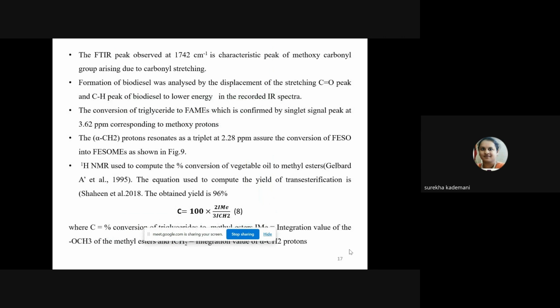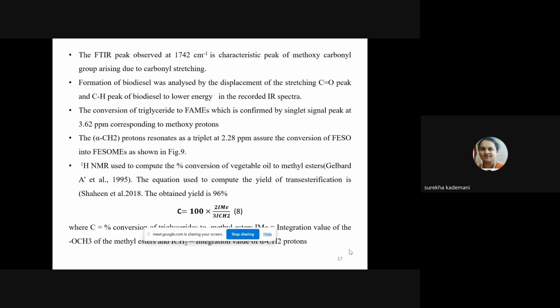The values are as follows. The FTIR peak observed at 1742 is a characteristic peak of the carbonyl group arising due to carbonyl stretching. And there is a shift in the carbonyl stretching and CH stretching in the FTIR spectra of the biodiesel.